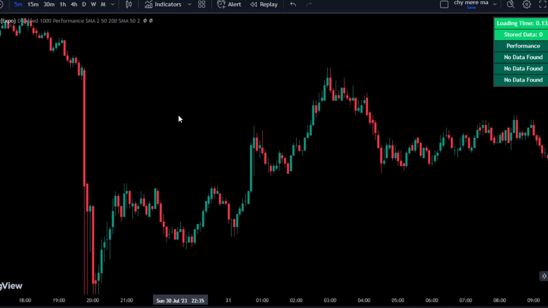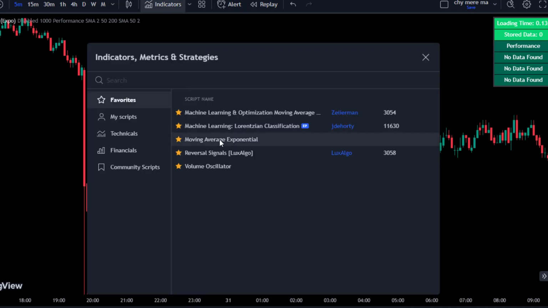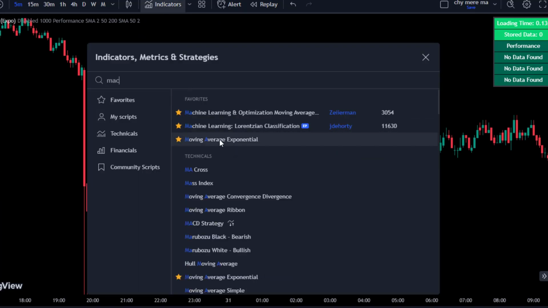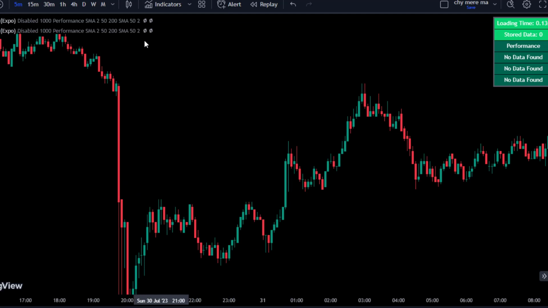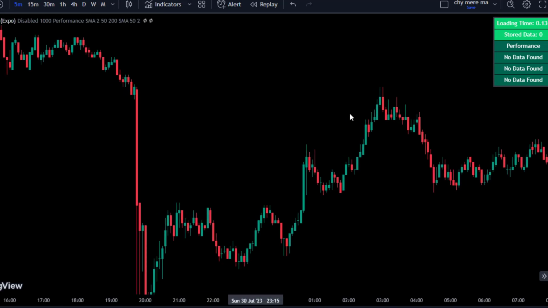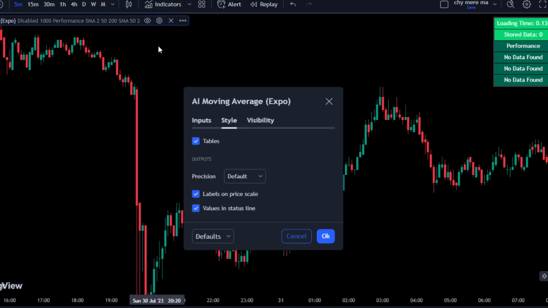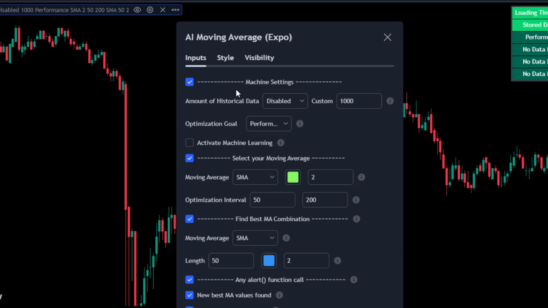To add this indicator on our chart, let's navigate to the indicator search bar. There we are going to search for machine learning and optimization. Select the one made by Simon. When you add the indicator to your chart, it will appear clear as if you didn't add any indicator. Then we go to indicator setting to set it for it to appear in the chart and also for more understanding of it. Click on the indicator setting.